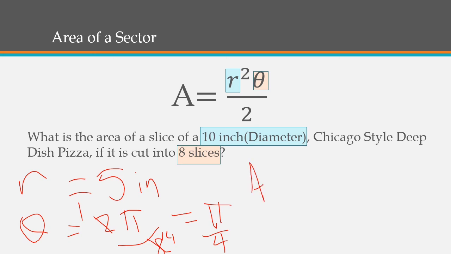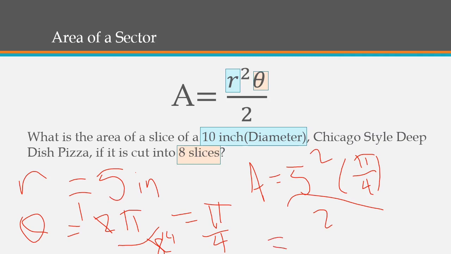So now my area is going to be equal to 5 squared times pi over 4 divided by 2. Now we can plug this all in the calculator and see what we get. We get 9.82 inches squared. And that's it, folks.